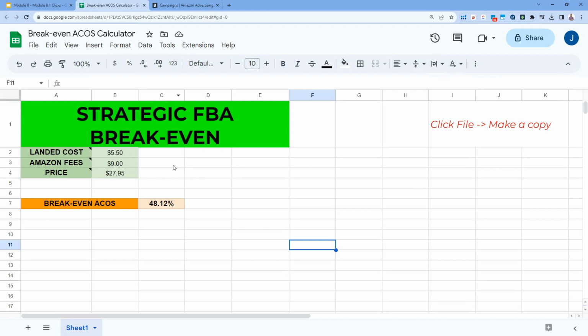Now, I actually put together for you a very neat calculator. So all you have to do is obviously click File and make a copy. You type in your landed cost. So if your landed cost is say $9.52, you type in your total Amazon fees. So that's all the fees Amazon charges you per transaction. So that might be $12.96, and your selling price might be say $45.95. Then your break-even ACOS is over here. So you can use this break-even calculator to work it out. No need to fiddle around with anything yourself.